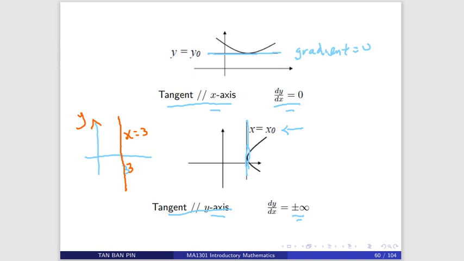Then for the case when the tangent is parallel to the x-axis, it's just a horizontal line. For a horizontal line, the equation is just y equals a number y naught. Okay, so let's say here is 4. This line means all the y values on the line are 4. Then the equation of the line is just y equals 4.